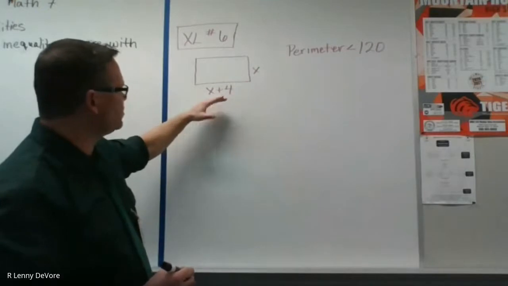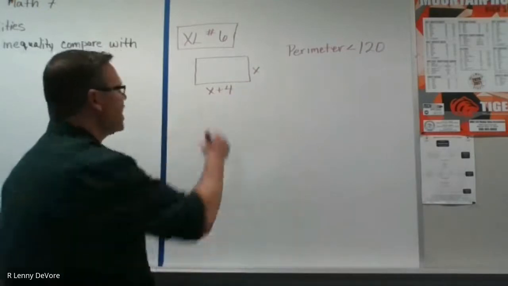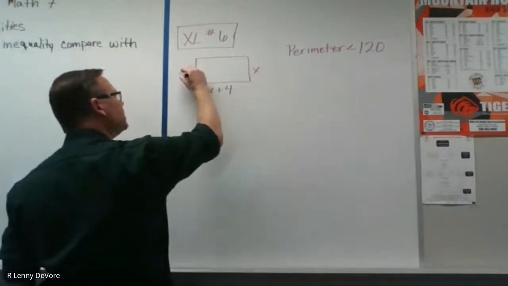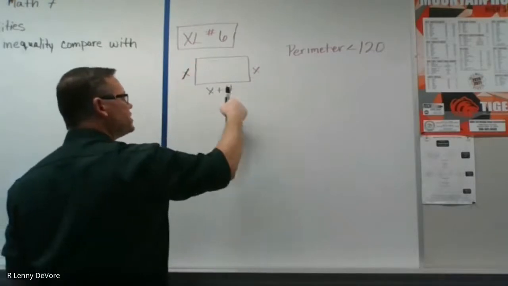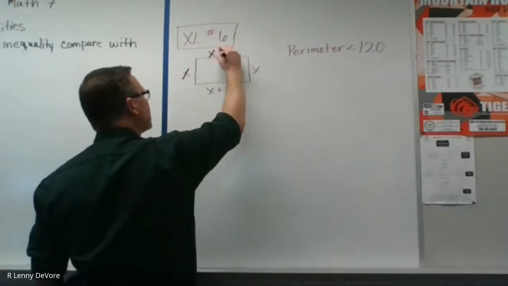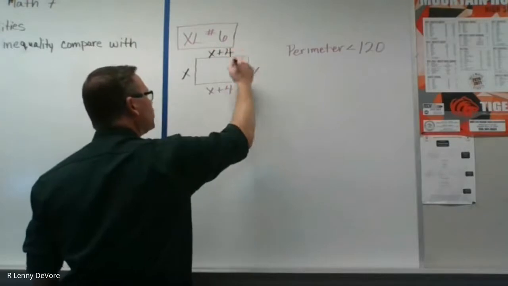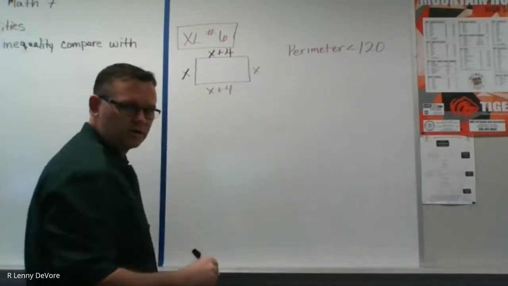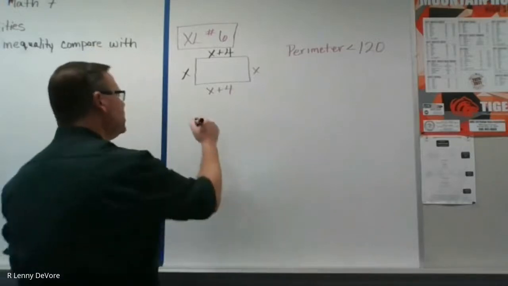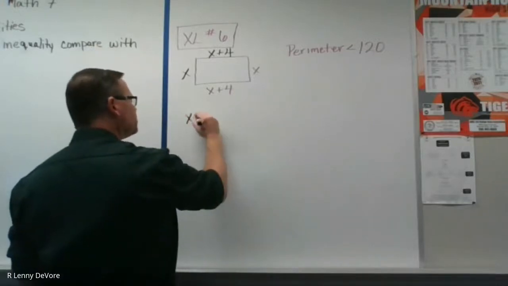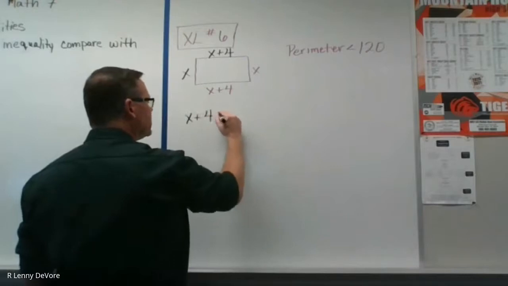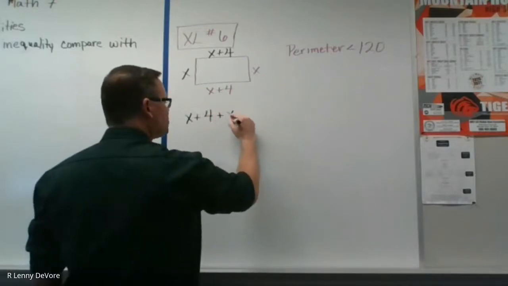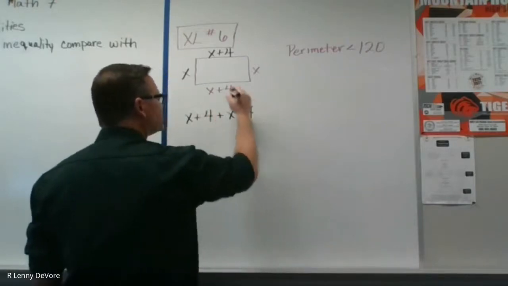Now, what you have to decipher here is that if this is x, then this is x. If this is x plus 4, then this is x plus 4. In order to find the perimeter, we have to add these all up together. Okay, so I'm going to add them all up. In other words, it would be x plus 4 plus x plus 4.